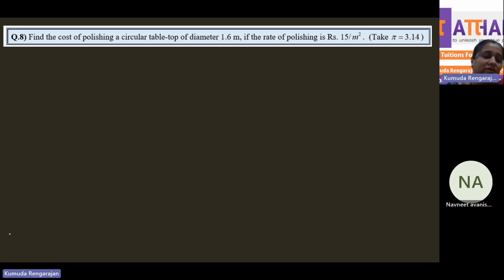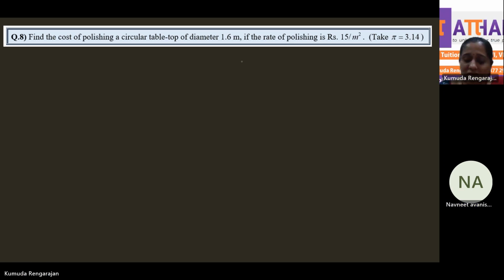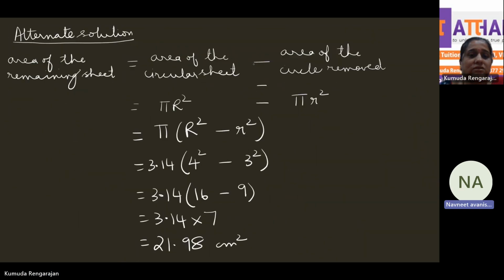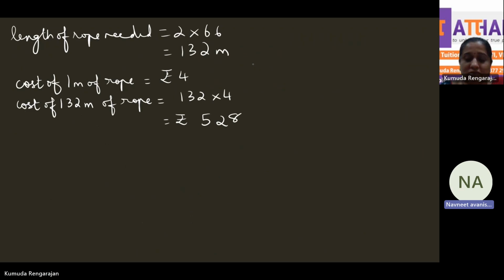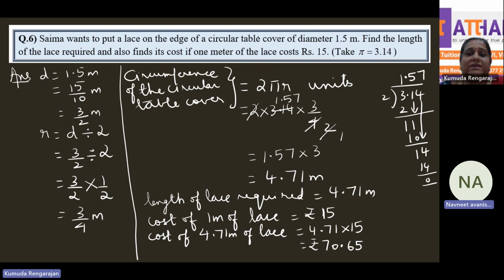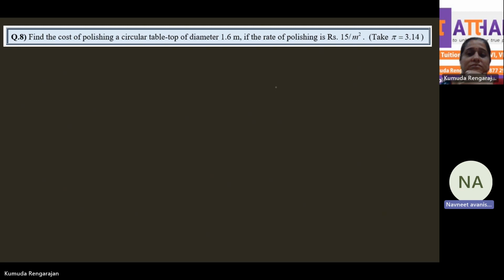Okay, we'll do one thing. But if I had taught you, I'd have worked it here. No, it's not there. One minute, let me also check. No, ma'am, I really remember we doing this. Ma'am, we also wrote there. I think you're getting confused with this one. This one is Saima wants to put a lace. No, ma'am, we are not at all getting confused. I'll check in my notebook. We have done this.